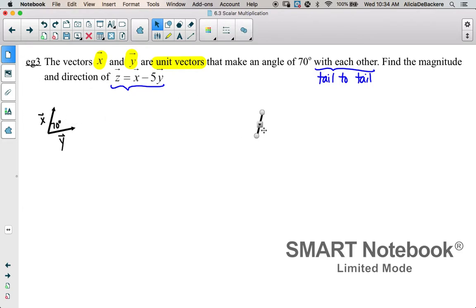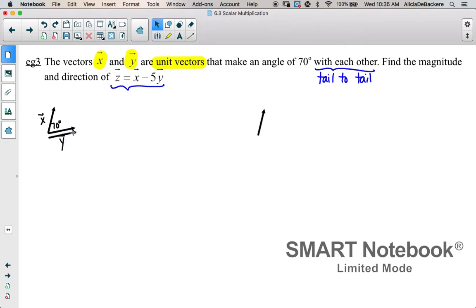And I'm going to tack on negative 5y. Now I want to start from the head here and draw negative 5y's. So I'm thinking about this vector here. I want to line it up on the same angle, but I'm going to switch the direction, right? Because I'm thinking about being negative y.